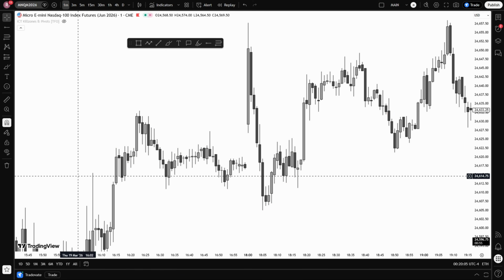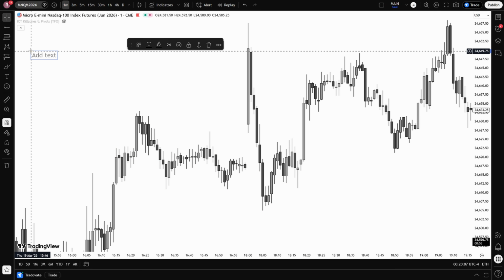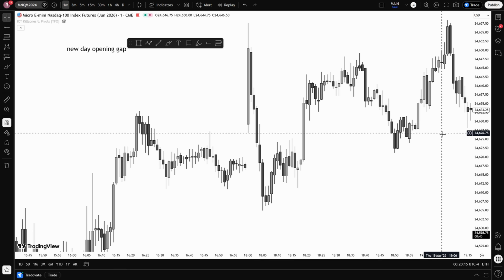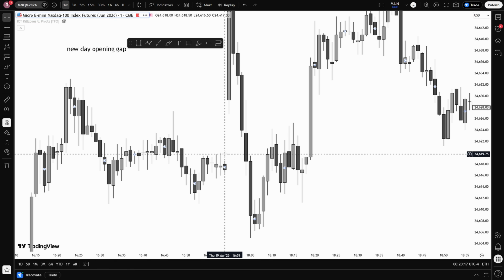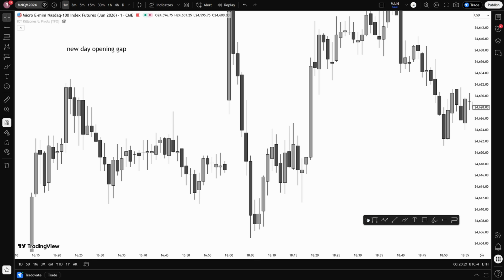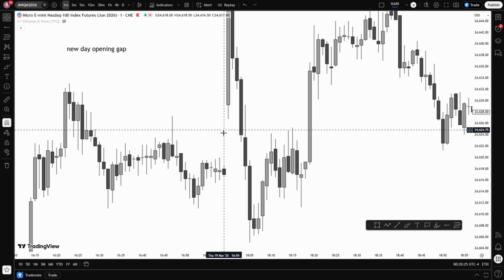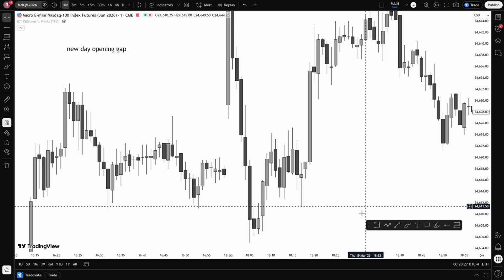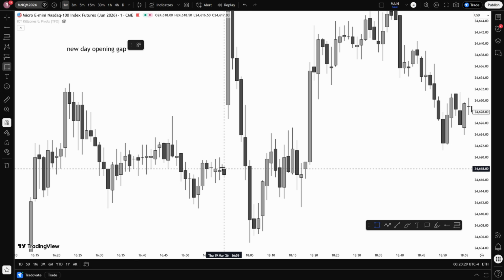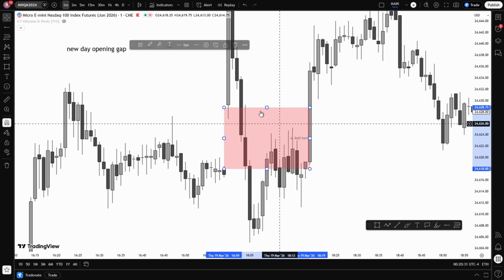So first, let me tell you what the new day opening gap is. The new day opening gap is basically the gap between yesterday's closing price and the current day's opening price. This usually happens at yesterday's 4:59 p.m. candle, which is going to be your last candle of the day. And next, we have the 6 p.m. candle. The difference between these candles is going to be our new day opening gap. First, let me show you some examples of marking this out.